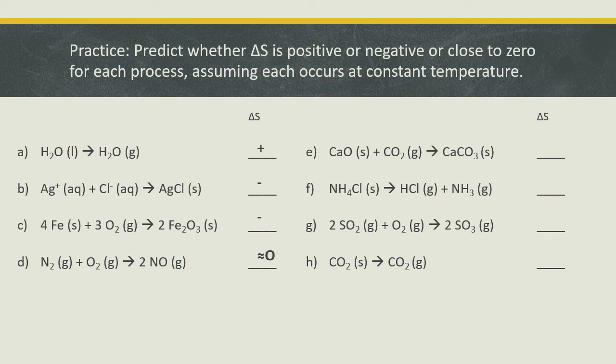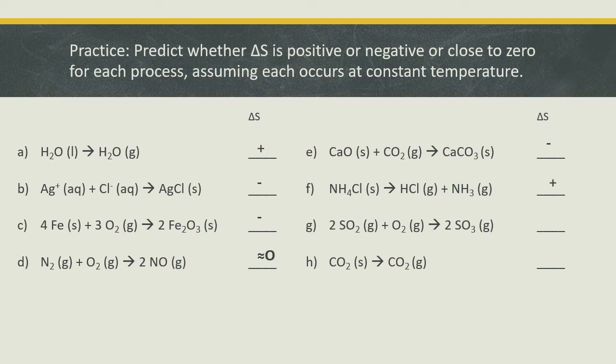All right, part E, we've got a solid and a gas forming a solid, so we're taking that gas and it's becoming part of the solid, we're locking those particles in place, less arrangements, that would be negative. Part F, we're taking a solid and creating 2 gases from it. So that one, we're spreading the particles out, we're reacting and separating them into 2 separate molecules instead of 1. So we're going to have a positive, more arrangements.